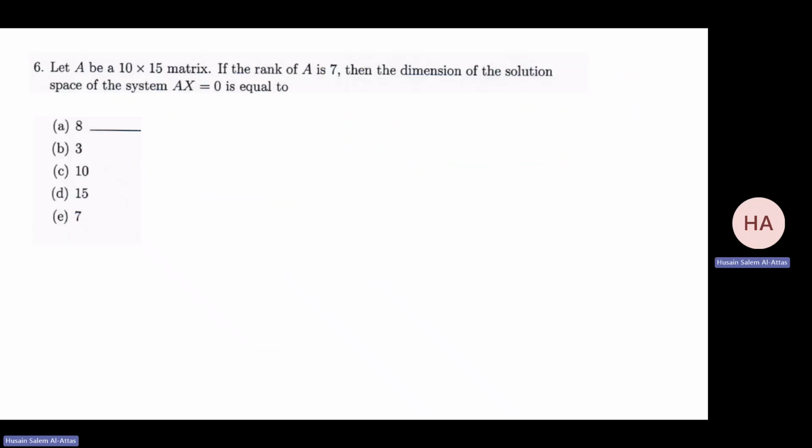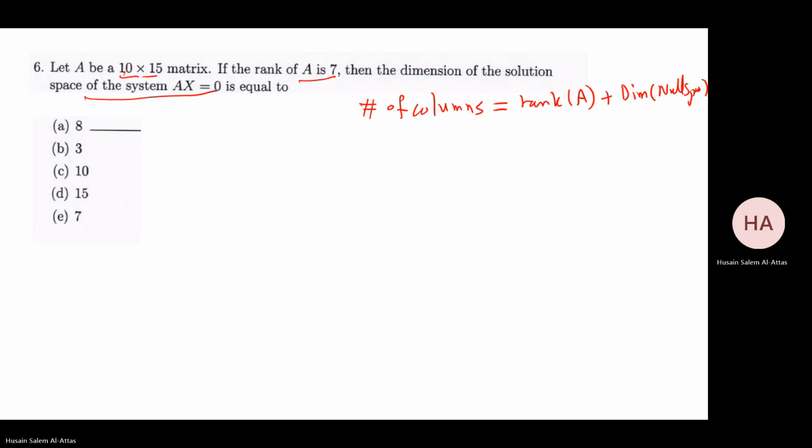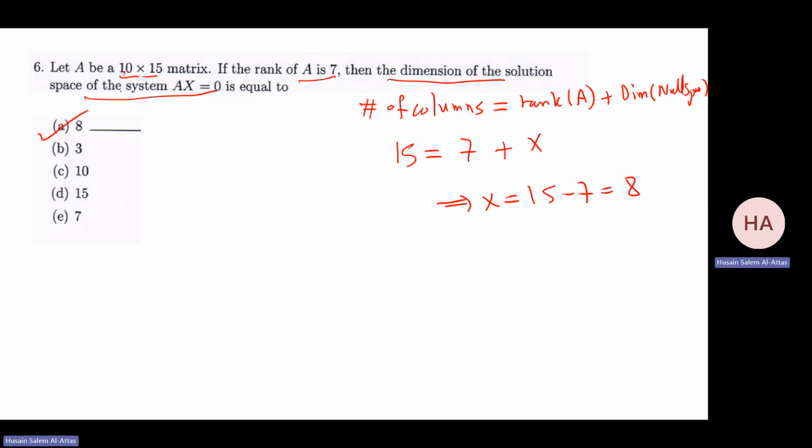Okay. If A is a 10 by 15 matrix, if the rank of A is 7, the dimension of the solution space, which is the null space. We know that the number of columns is equal to the rank of the matrix plus the dimension of the null space of A. So the number of columns is 15, rank of A is 7, and this is what I'm looking for, X. So X will be what? 15 minus 7, which is 8. The number of columns equals the rank of A plus the dimension of the null space, which is the dimension of the solution space of this system, or they call it the null space.